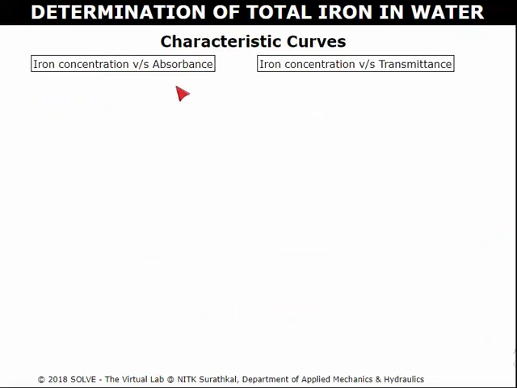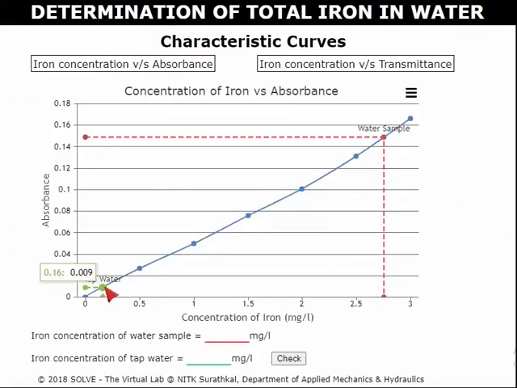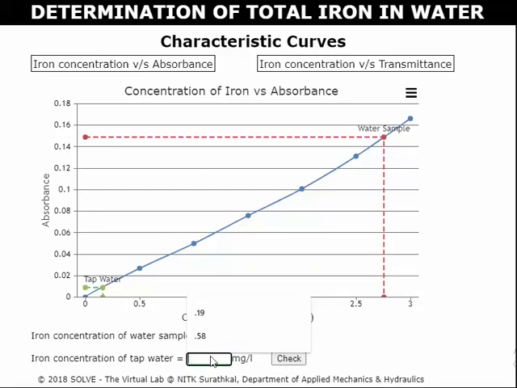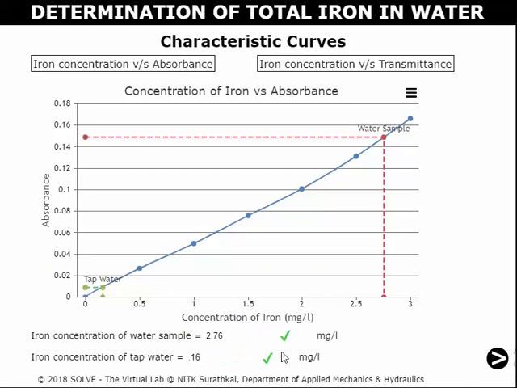From the observations, we can plot the iron concentration versus absorbance graph. The values can be seen while we scroll the pointer in the plot. Enter the value for the iron concentration of the water sample. Enter the value for the iron concentration of tap water. Check the value. Similarly, we can plot the iron concentration versus transmittance graph.